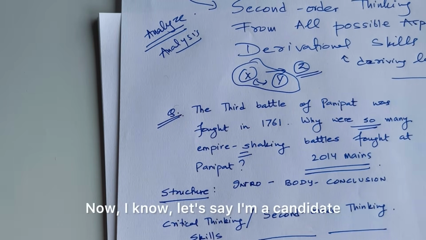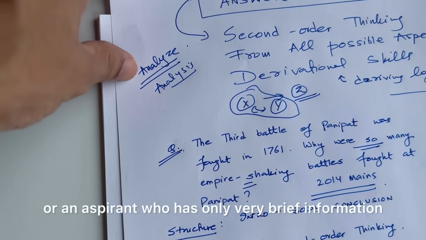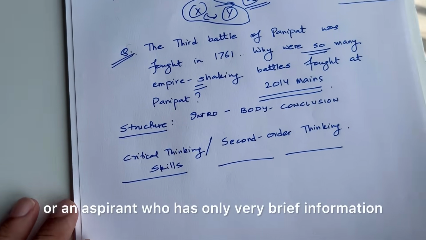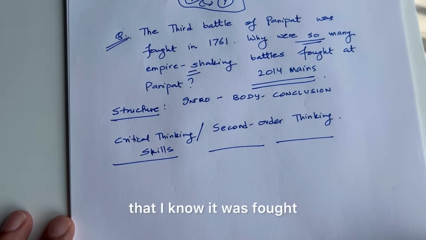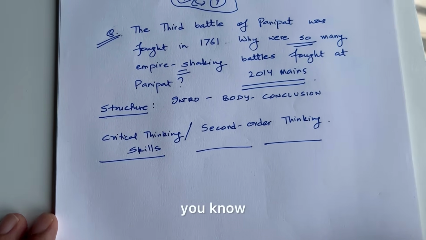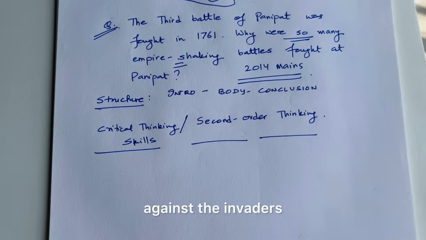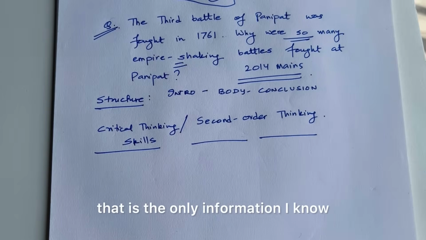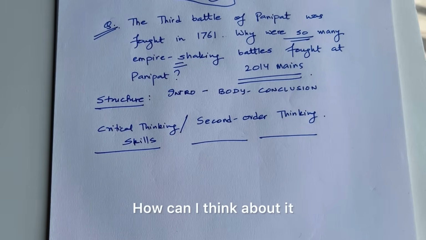Now let's say I am a candidate or an aspirant who has only very brief information about the Battle of Panipat, that I know it was fought against the invaders who were invading India at that time, and so armies were involved. That is the only information I know. How can I think about it?